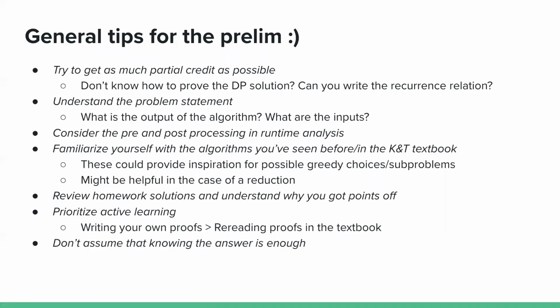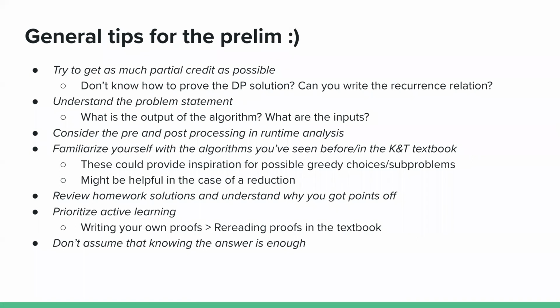Okay. I've also compiled some general tips for the prelim. So the first thing that I recommend is to try to get as much partial credit as possible. Even if you don't exactly know how to prove the DP solution, it's going to be really helpful to write down what the recurrence relation is, or at least give it a try. Getting partial credit is going to really help you on these exams.